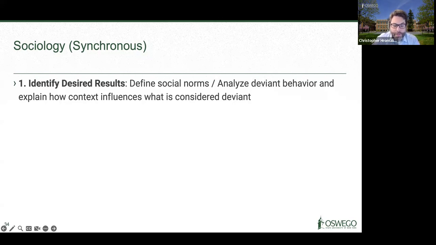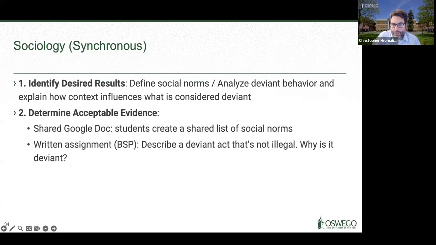Thinking about identifying desired results. The objective could be designed: we want students to be able to define social norms and analyze deviant behavior and explain how context influences what is considered to be deviant behavior. So if we're thinking then in a synchronous environment about how we could determine acceptable evidence, it could be that students could create a shared list of social norms in a Google Doc. And so basically I asked Gemma to help me to come up with some learning objectives for the identified desired results. And then I started coming up with assessments and how we could plan the instruction.